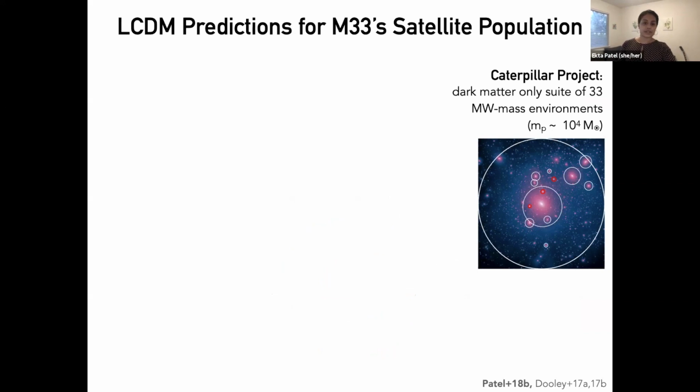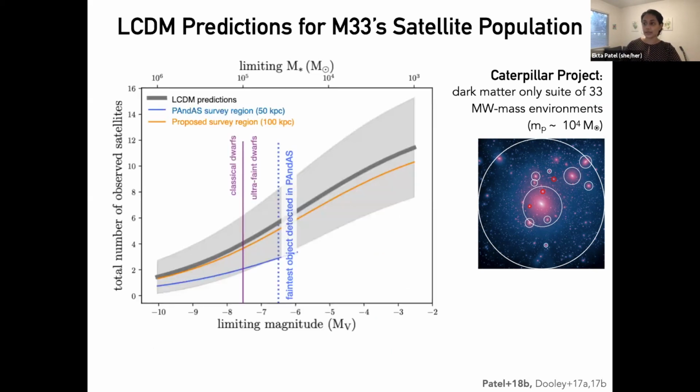So these predictions and the evidence for why we should look out to 100 kiloparsecs instead were reported in a paper from 2018, where I quantified these statistics by adopting a technique where we use abundance matching models and a reionization model and apply that to a set of dark matter only simulations. In this case, we use the Caterpillar simulations to determine the number of luminous satellites one would expect around an M33 mass halo. And here's what we find.